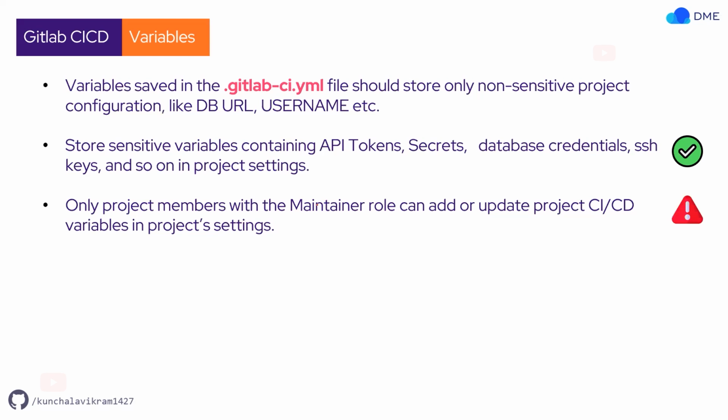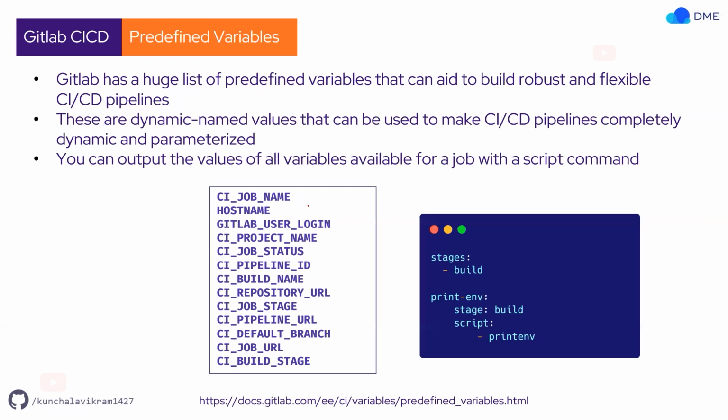Now, how do I see the list of environment variables in GitLab? Simply create a job, and inside the script, run print env. That's it. Then automatically it will show you all these environment variables. Of course, you can also go through this link and see it. Like CI job name, this is the job name, so that will be accessible using this name.